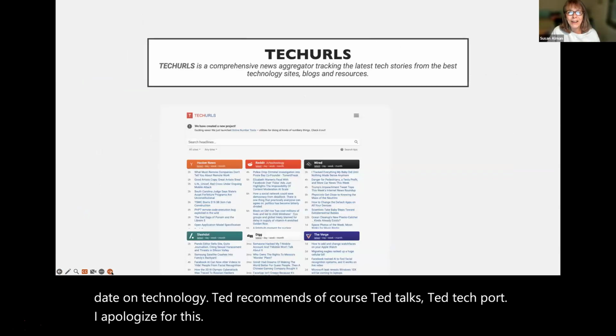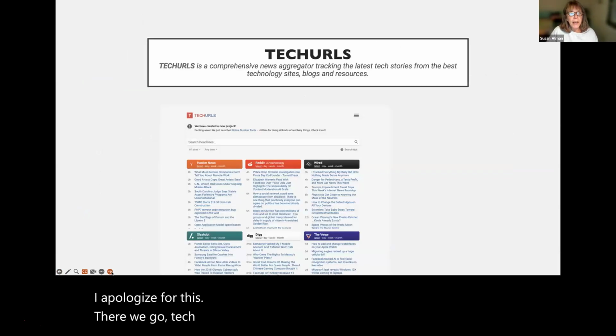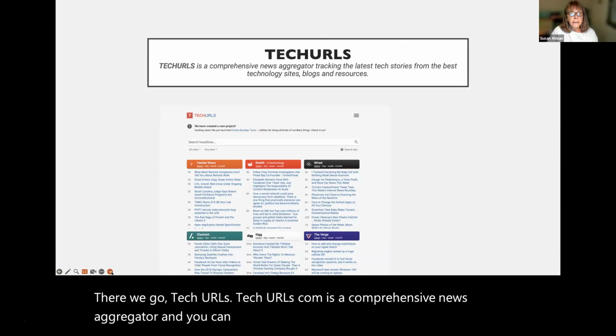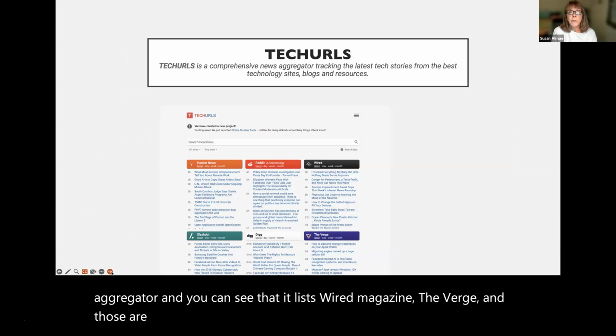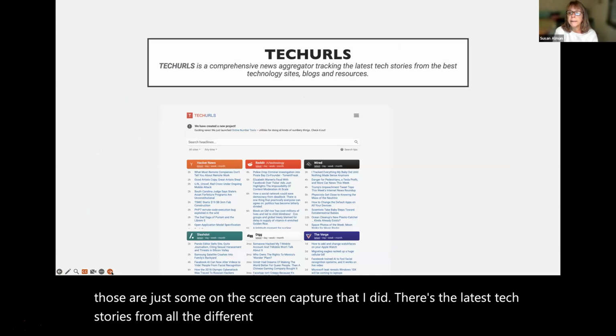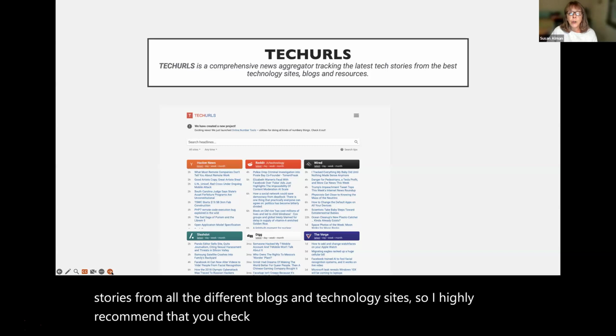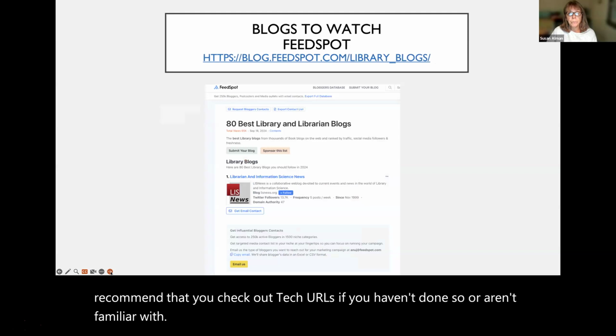There we go, Tech URLs. TechURLs.com is a comprehensive news aggregator, and you can see that it lists Wired Magazine, The Verge, and those are just some on the screen capture that I did. There's the latest tech stories from all the different blogs and technology sites. So I highly recommend that you check out Tech URLs if you haven't done so or aren't familiar with it.